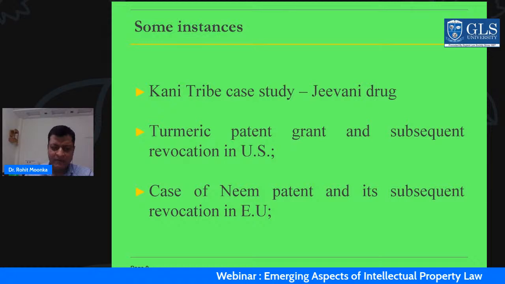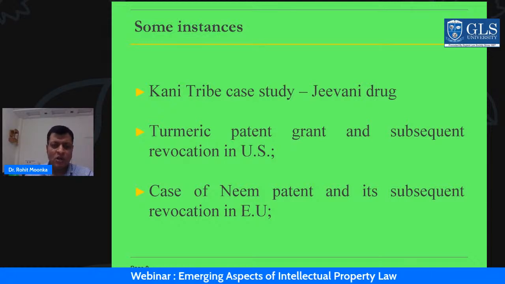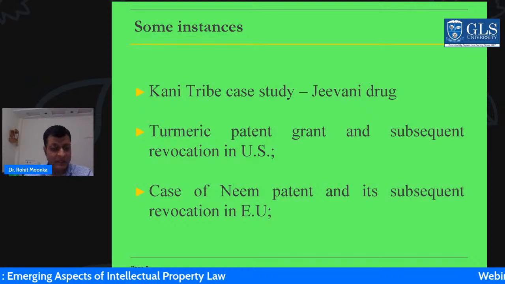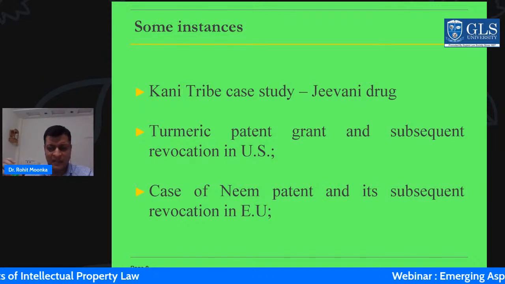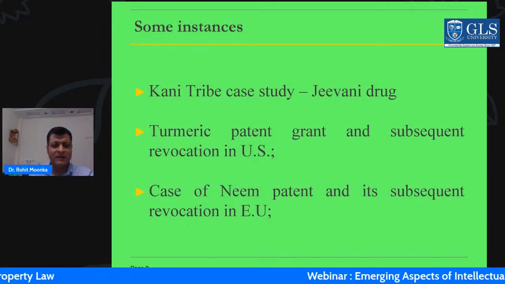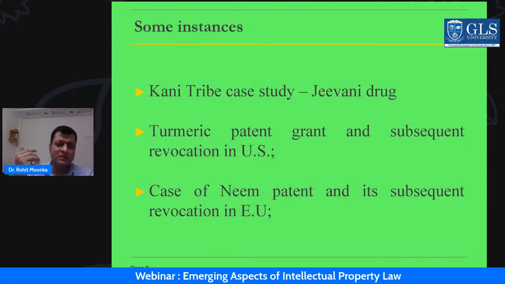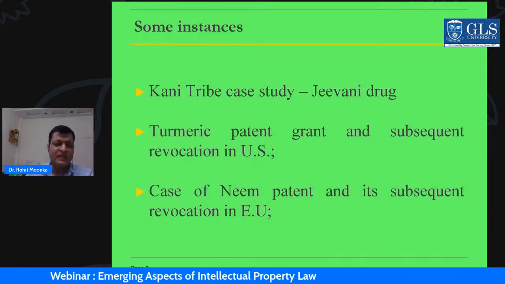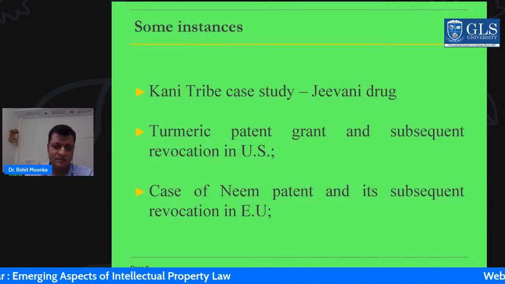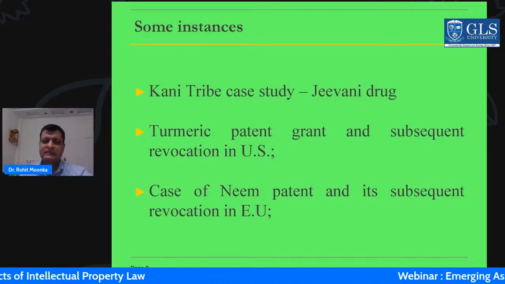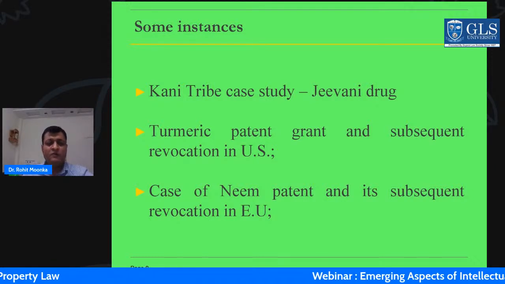Here the scientists have not claimed that this is their knowledge, or that they are the ones who created this. They are giving due acknowledgement that they have acquired this knowledge from the Kani tribes, and due to that fact, they are willing to share the revenue with them in a very fair and equitable manner. So this is one such instance.